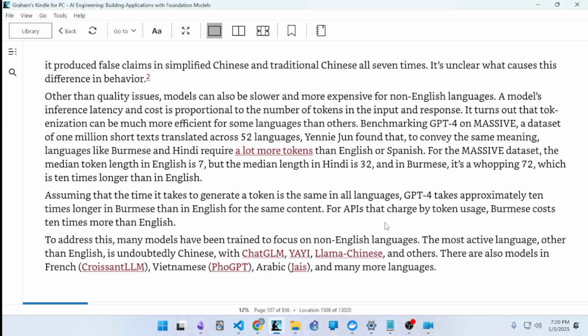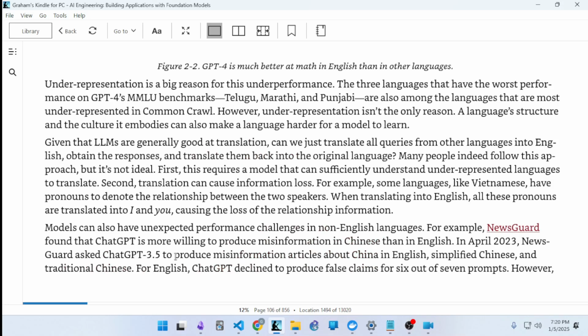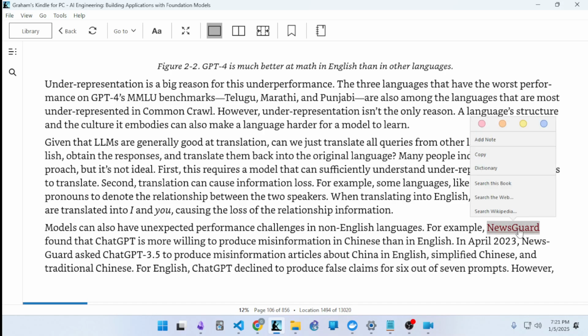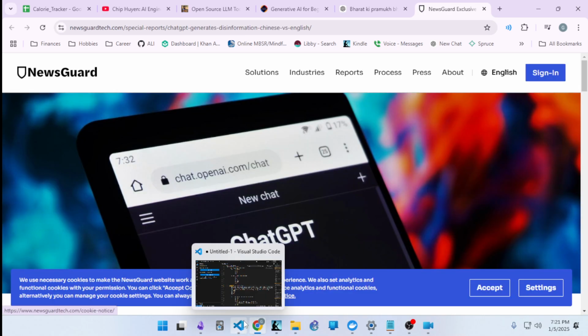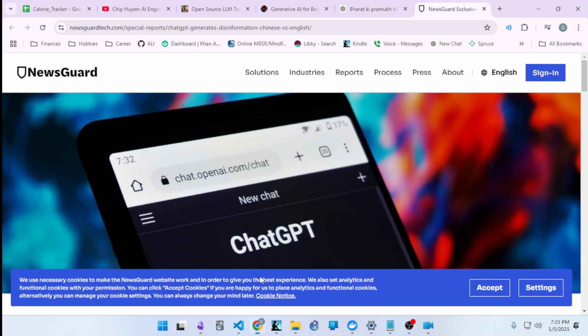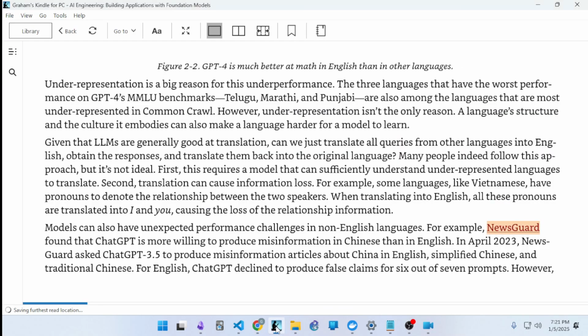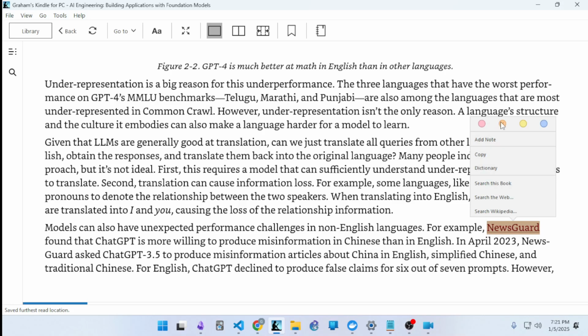You'd think that in English, the language that's not native to it, that one would produce more false claims, because you'd think there'd be more false claims in English than there were in Chinese. That is interesting. I don't know how that works. Looks like I accidentally highlighted this, so I'll get rid of my highlight.